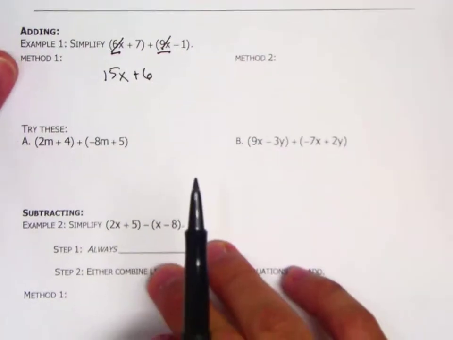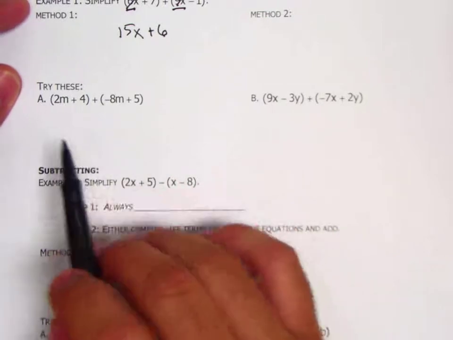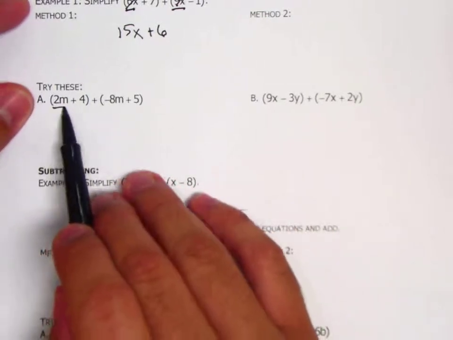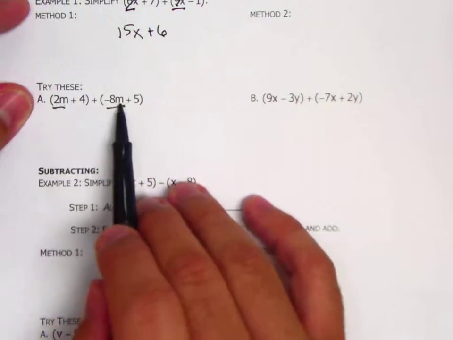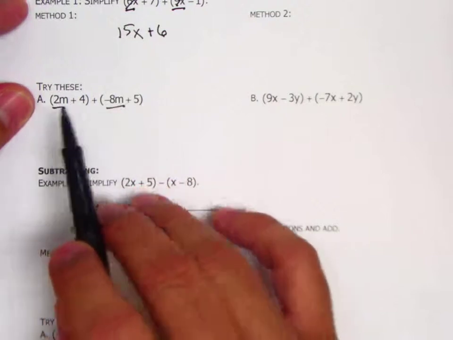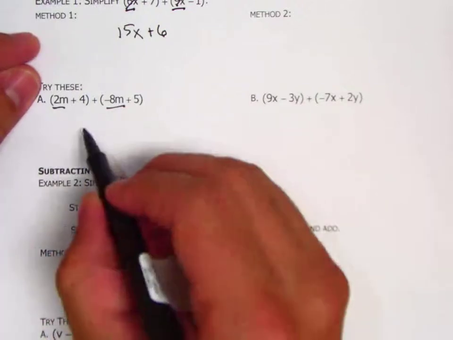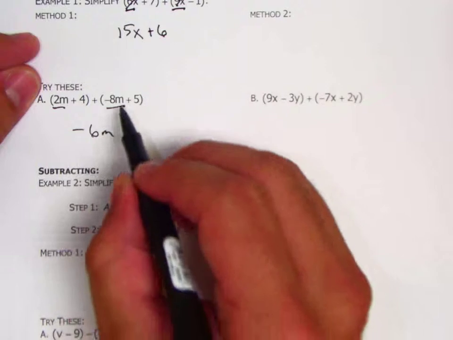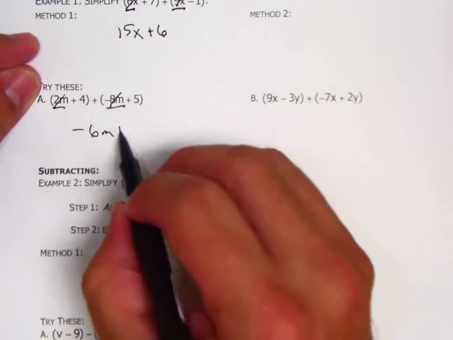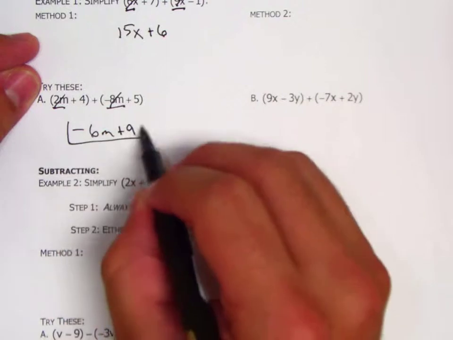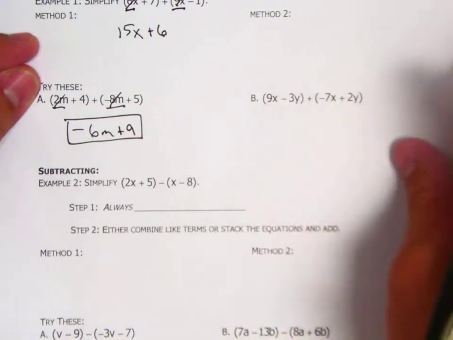So when looking at the try these down here, A and B, we look for like terms, and it looks like the m's are alike, because they have the same variable and they have the same exponent. So when we combine them, literally again grouping them together, 2m and negative 8m make negative 6m. Cross them out. 4 and 5 make 9. And that's it. That is simplifying by combining like terms.